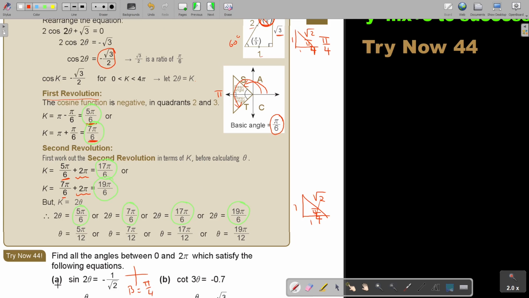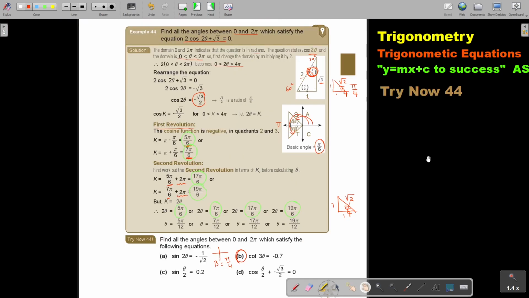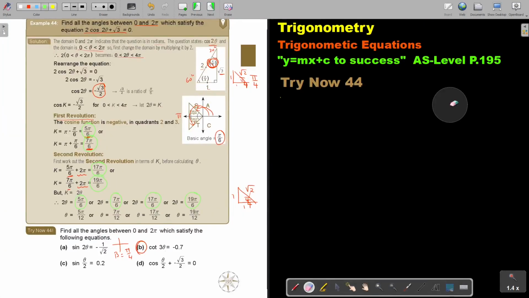So try to do number A without a calculator. I want you to stop. I will do number B on the video, because I want to work with this 3 theta. I want to show you this 3 theta. So stop the video, and as soon as you are finished, you can continue the video. Okay, so let's do number B.